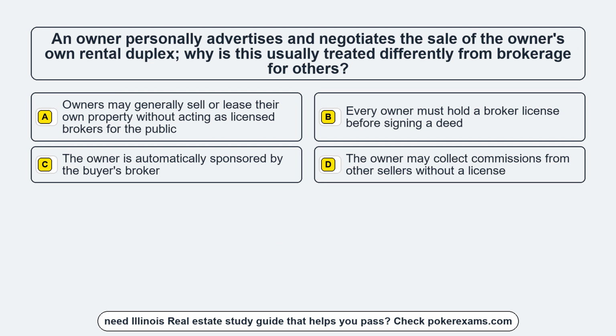Question 13. An owner personally advertises and negotiates the sale of the owner's own rental duplex. Why is this usually treated differently from brokerage for others? Option A, owners may generally sell or lease their own property without acting as licensed brokers for the public. Option B, every owner must hold a broker license before signing a deed. Option C, the owner is automatically sponsored by the buyer's broker. Option D, the owner may collect commissions from other sellers without a license.